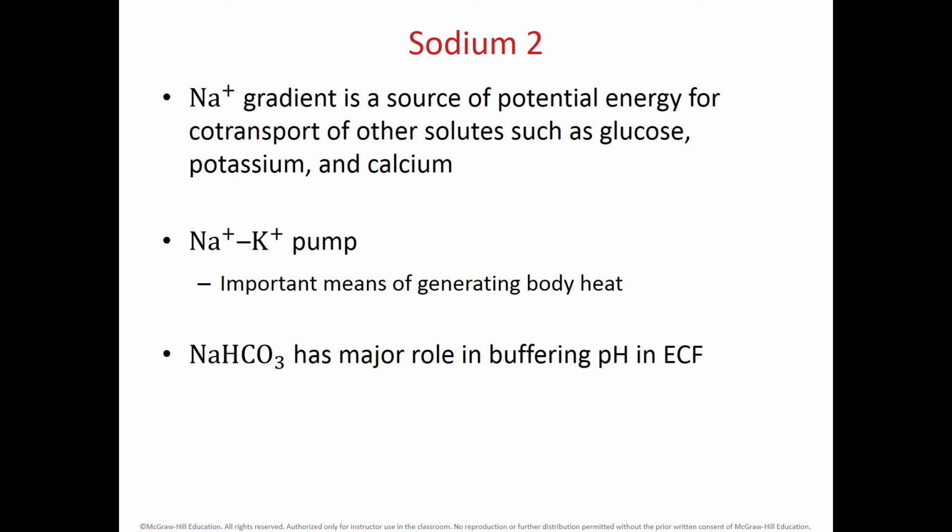Now sodium, it is exchanged then for potassium with this sodium potassium pump, but also sodium can enter into the cell together with molecules like glucose, with the sodium glucose cotransporter. Also it can be exchanged for potassium and calcium.